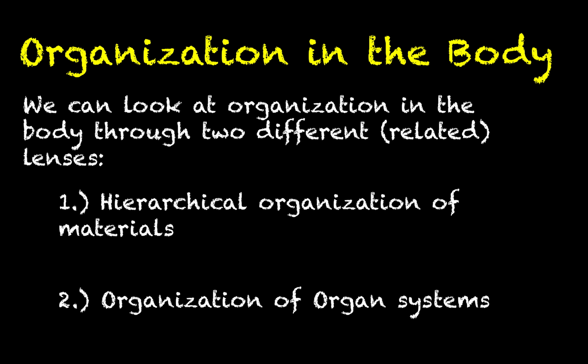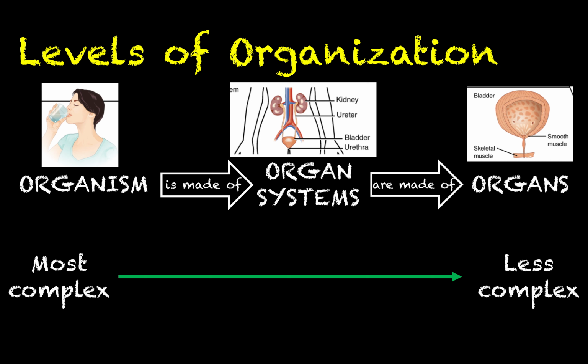As you can see here, we can look at the organization of the body through two different lenses, although those two lenses are basically two sides of the same coin. Number one, we can consider the hierarchical organization of materials in the body, things like atoms and molecules and cells and tissues and things of that nature. And then we can also consider the organization of the organ systems themselves once we get there. And that's going to be an important launching point for us this semester because the back half of this semester is going to involve us actually discussing the specific functions of those organs and organ systems and how they work to maintain homeostasis.